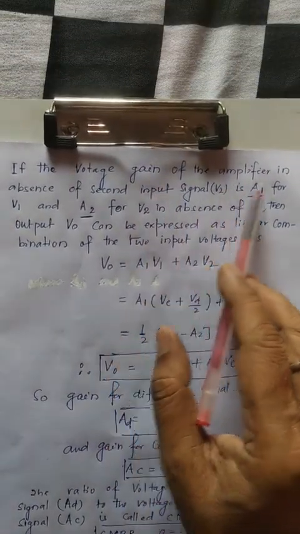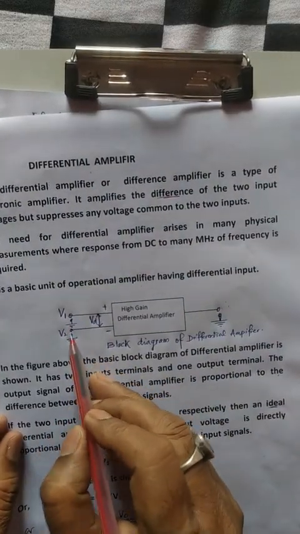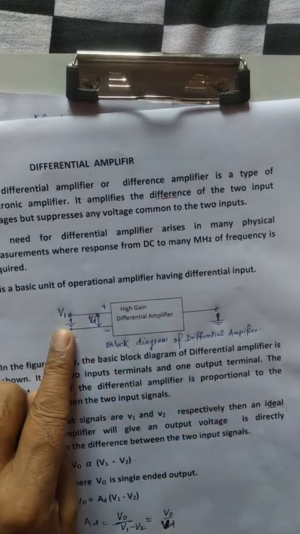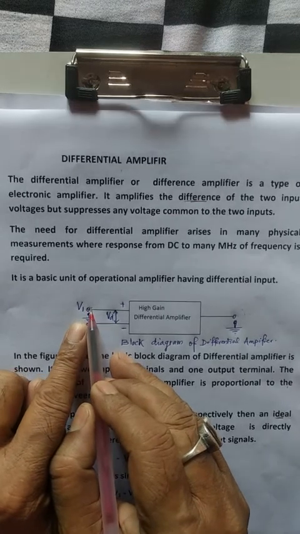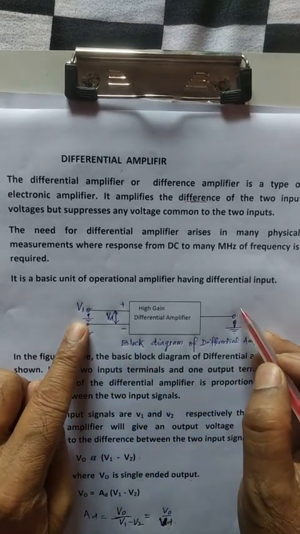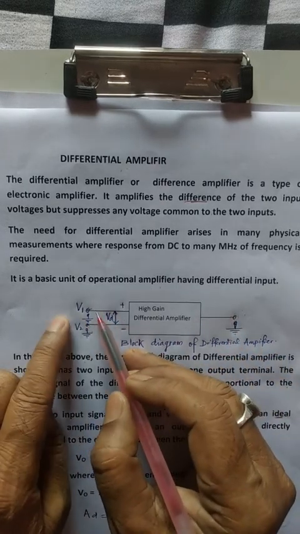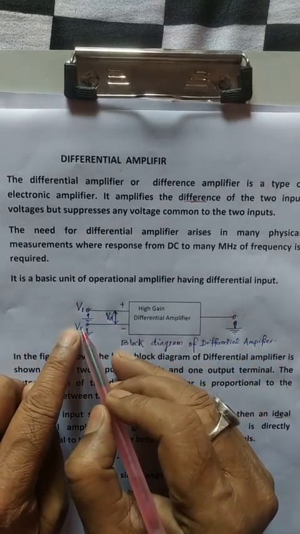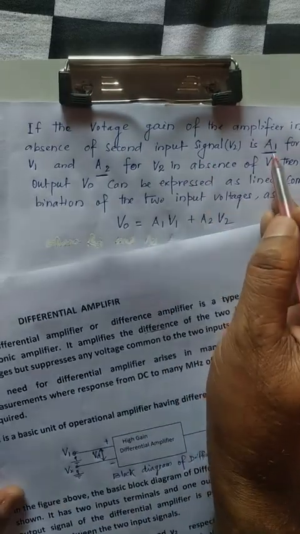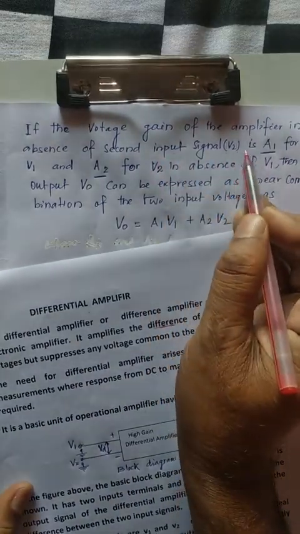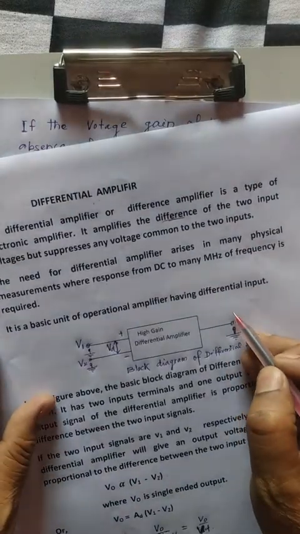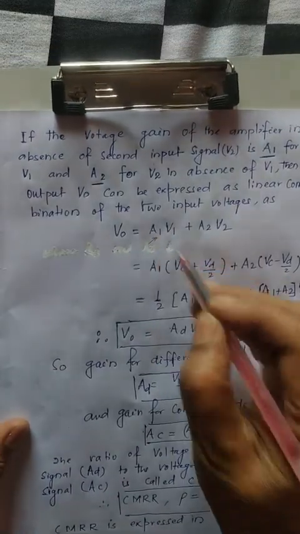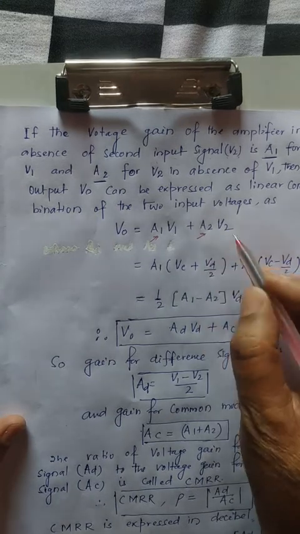Consider the voltage gain of the amplifier. See here V1, V2. How many signal voltages? 2. Suppose V2 is absent, and we apply only one voltage here. One input is in action, and suppose here you get the output. If the second voltage is absent, V2 is absent, and only V1 is present, then suppose the gain is A1. So A1 is the gain when V2 is absent, A2 is the gain when V1 is absent.